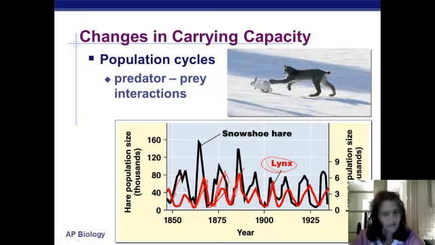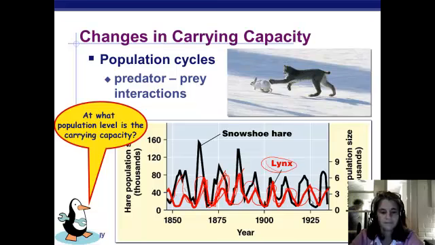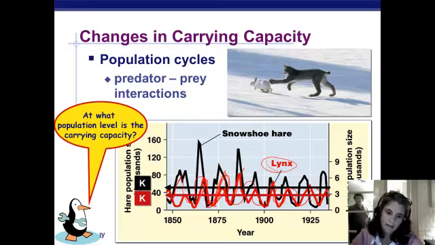And so populations of predator and prey tend to oscillate up and down like this, and they hover right around carrying capacity. Okay? They hover right around carrying capacity. You can see that the carrying capacity for snowshoe hares is just a little bit higher than the carrying capacity of the lynx. Okay?